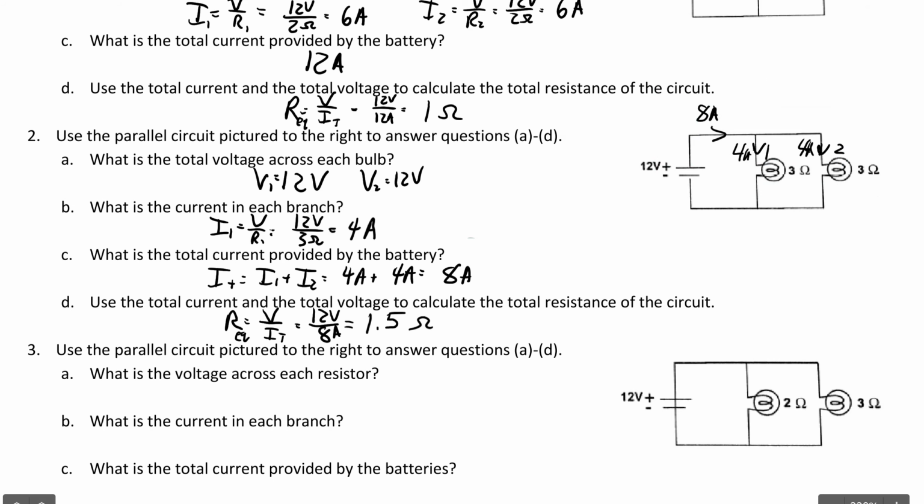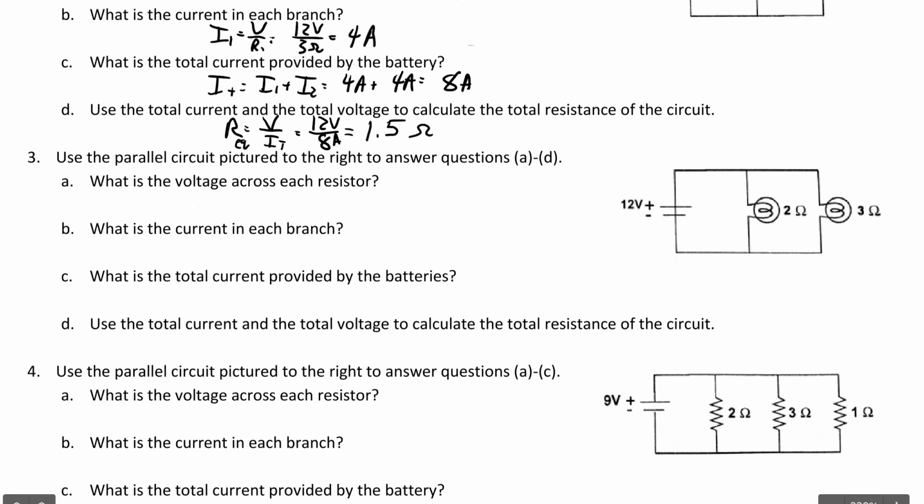Okay. Then we got this one. Now it's getting a little bit more interesting. We have two different resistances. So what's going to happen there? The voltage is still the same, 12 volts. From this position to this position, there's 12 volts. And from this position to this position, there's 12 volts.